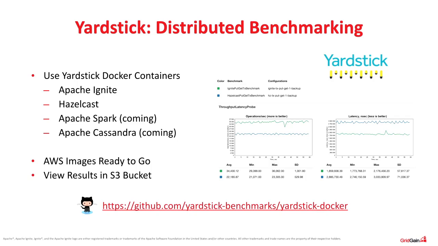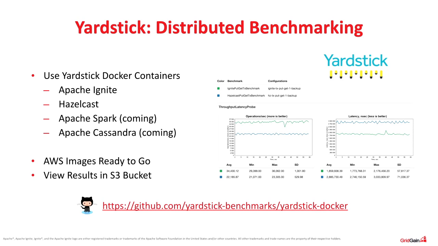For example, Yardstick already has some pre-cooked benchmarks. There are benchmarks for Apache Ignite. There are some benchmarks for Hazelcast. There will be benchmarks for Apache Spark and Apache Cassandra added. And if you want to add more benchmarks to Yardstick, just notify the Yardstick contributors, and they will gladly add the benchmarks for you.